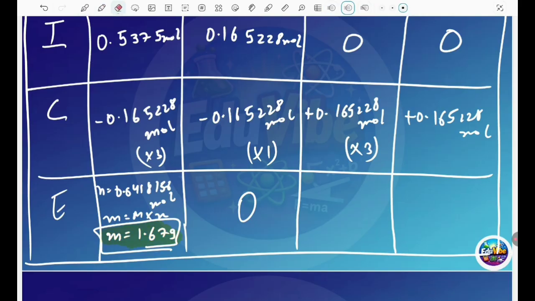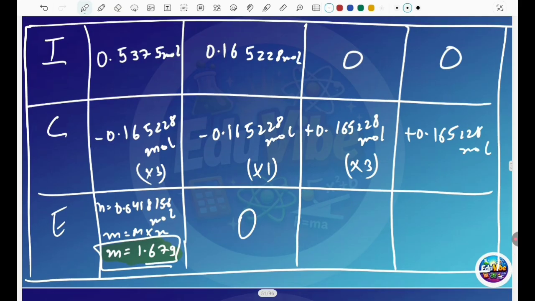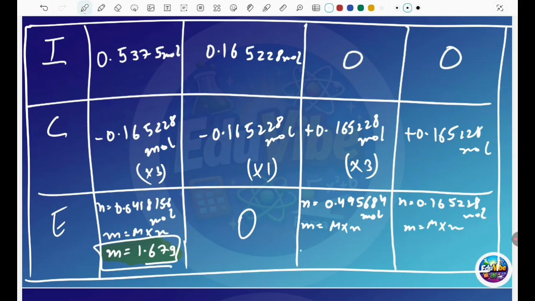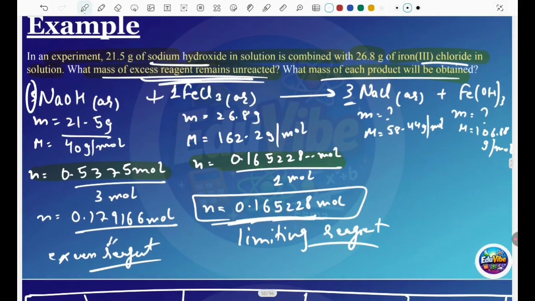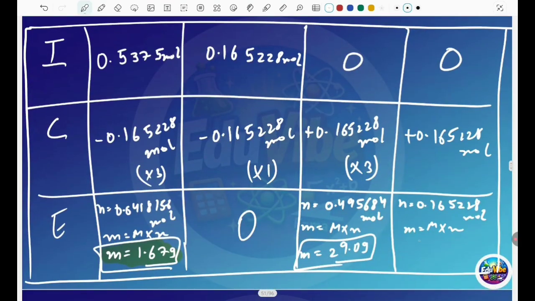This stays 0, and for the other two, on the product side, you find the mass for both. So for this, n is 0.495684 when you multiply this by 3. And for this, it stays at 0.165228 moles. You find the mass for this: molar mass multiplied by n. You will get about 29.0 grams of this. The molar mass you find over there, and the n you find over there. For this, you will get 17.7 grams. So these are the answers for this.